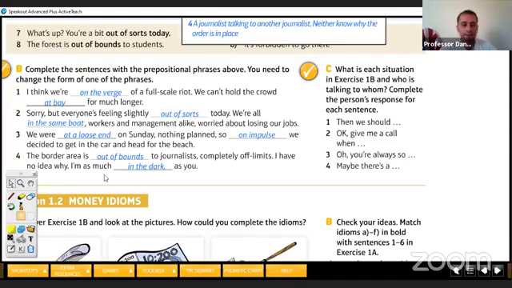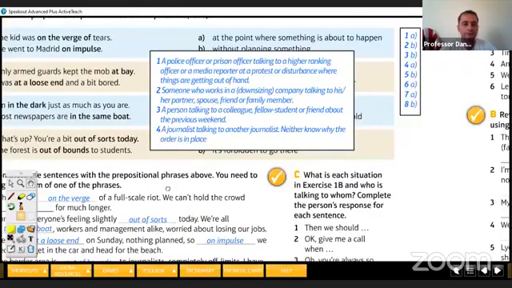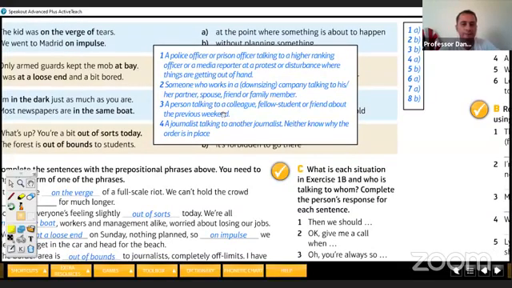suggested answers. Let's check it out. Police officer or prison officer talking to a higher ranking officer or a media reporter, or a protest or disturbance where things are getting out of hand. Number two, someone who works in a company or downsizing, talking to his or her partner, spouse, friend, or family member. Number three, a person talking to a colleague, fellow student, or friend about the previous weekend. And number four, a journalist talking to another journalist. Neither know why the order is in place.